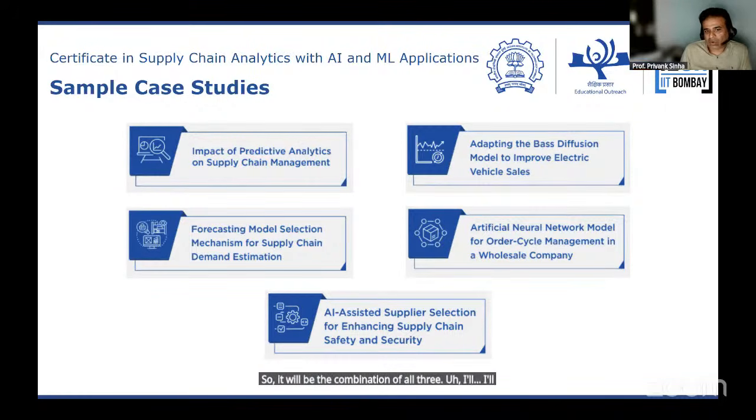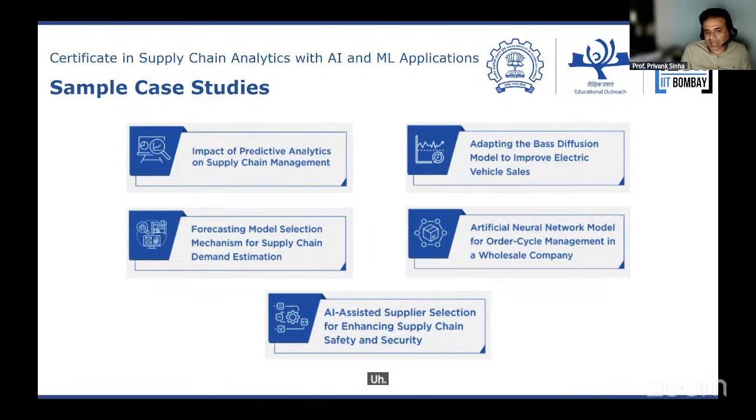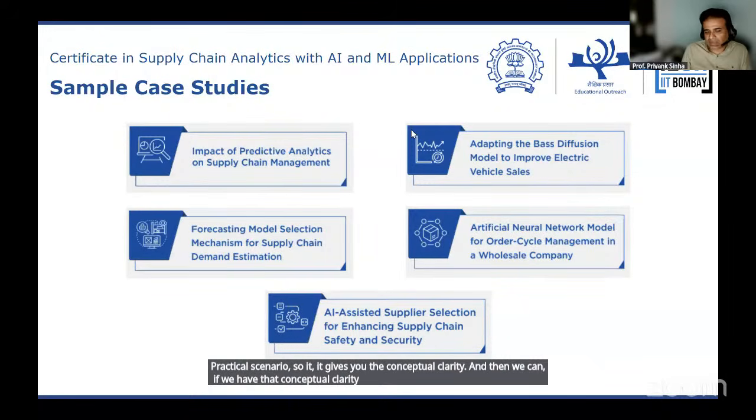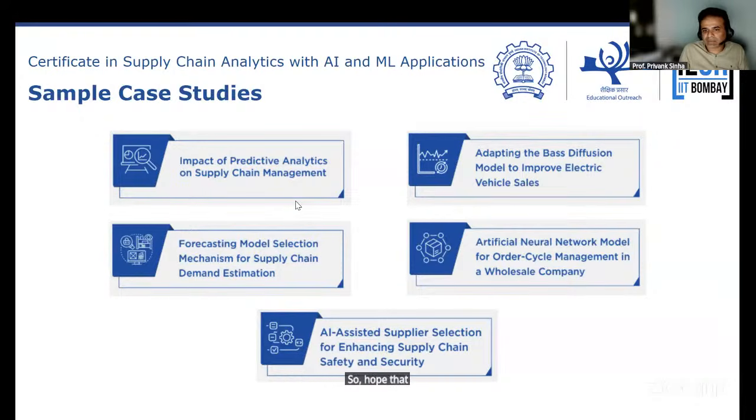I'll focus more on the small illustrative examples because they tend to bring out the theory behind the ML or AI based models and how it is being applied to the practical scenario. So it gives you the conceptual clarity. And if we have that conceptual clarity, we can extend it to some practical problems of interest also. There will be some case studies also which are going to be based on that. So hope that answers your question.